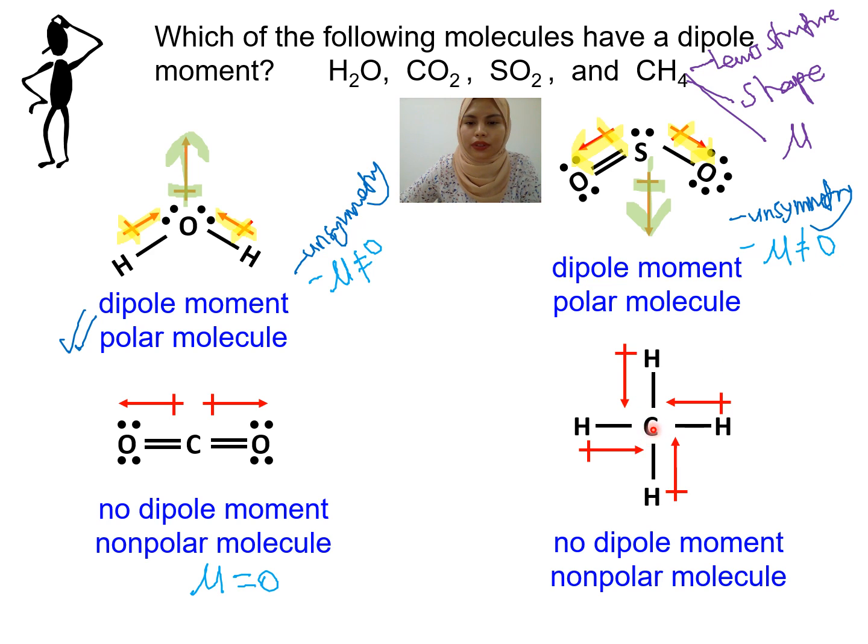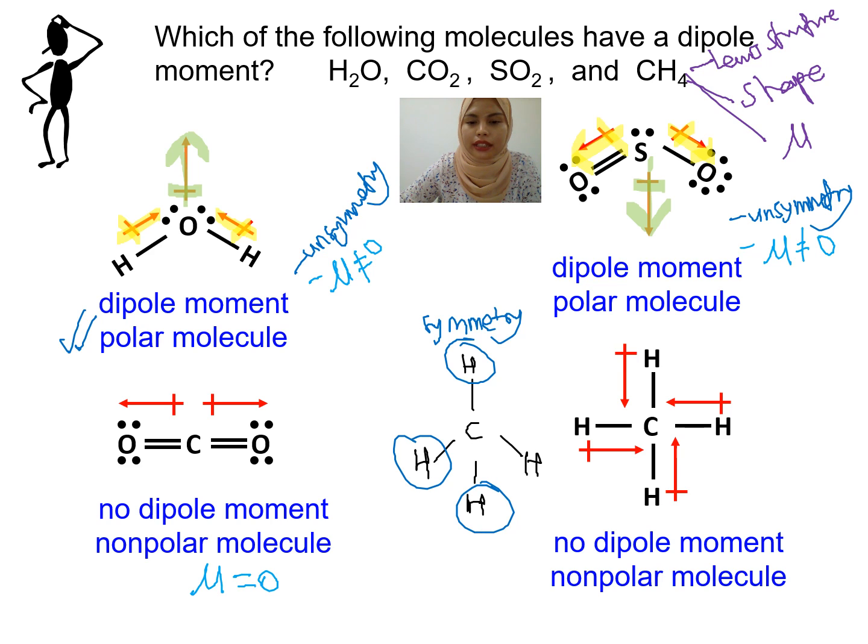Next ialah CH4. Actually, CH4, as you know it, CH4 akan carry the shape of tetrahedral. So this is how CH4 looks like. And as you know, kalau shape tetrahedral bermaksud shape dia symmetry. Kan? Kalau shape symmetry with identical terminal atoms, bermaksud dia akan jadi a non-polar molecule. Okay, since that dia punya dipole moment bond dipole dia akan cancel each other.